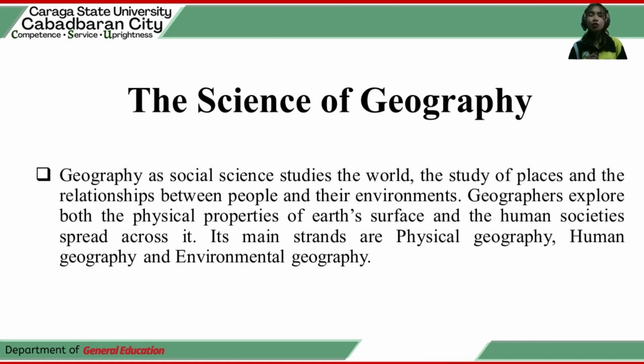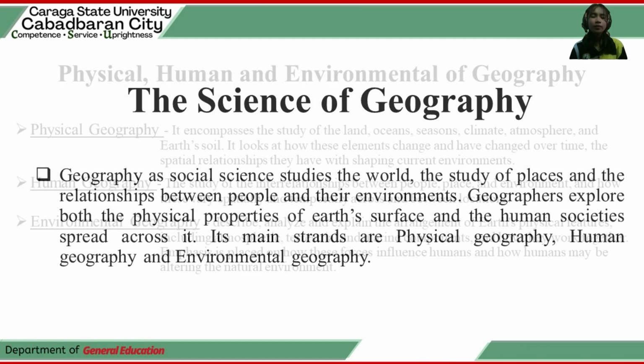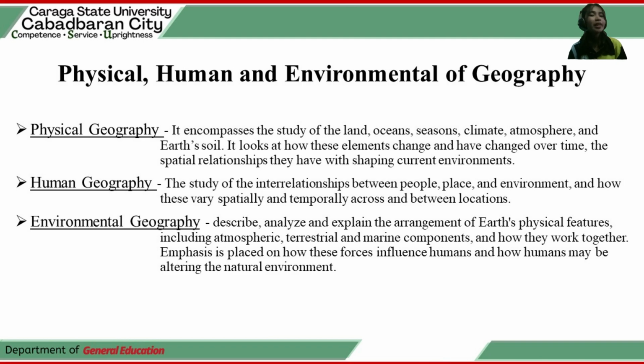The science of geography. Geography as social science studies the world, the studies of places, and the relationship between people and their environments. Geography explores both the physical properties of Earth's surface and the human society spread across it. Its main strands are physical geography, human geography, and environmental geography.